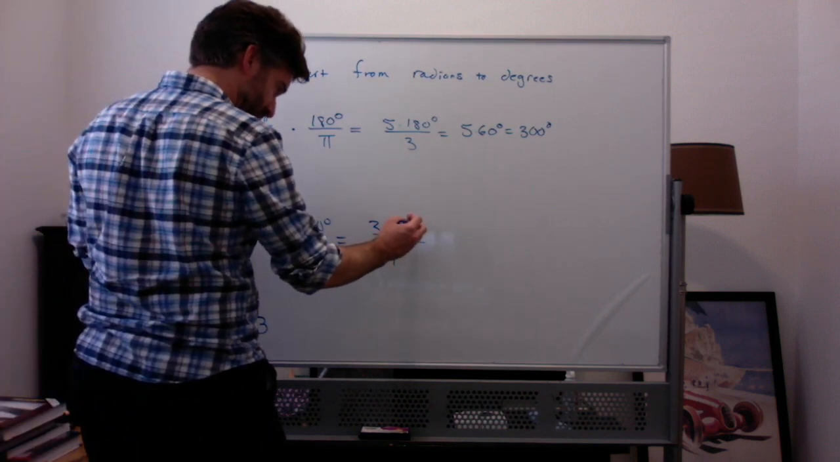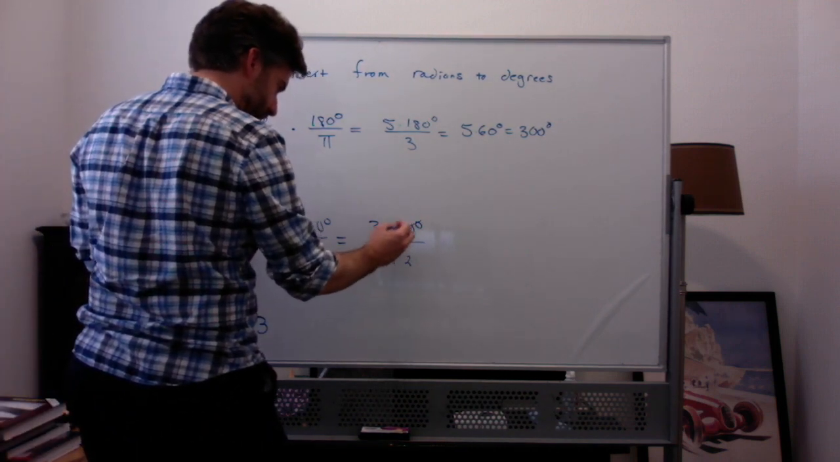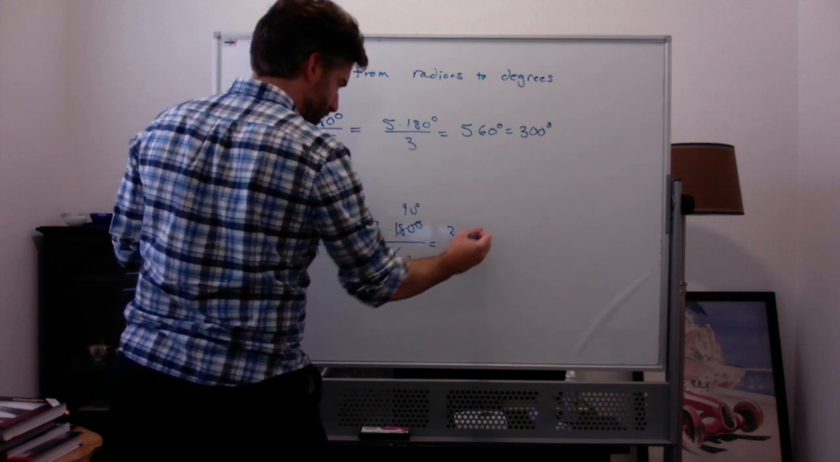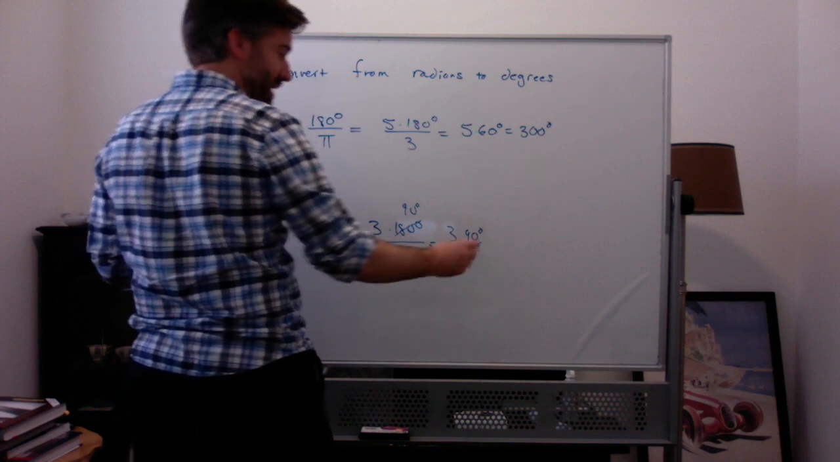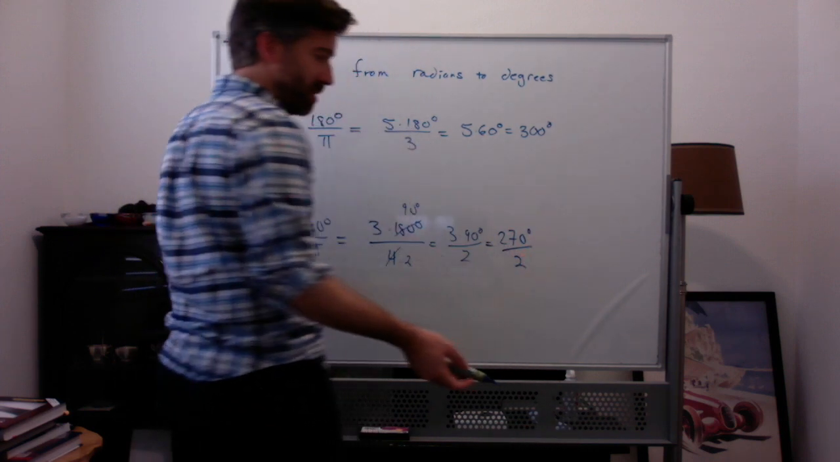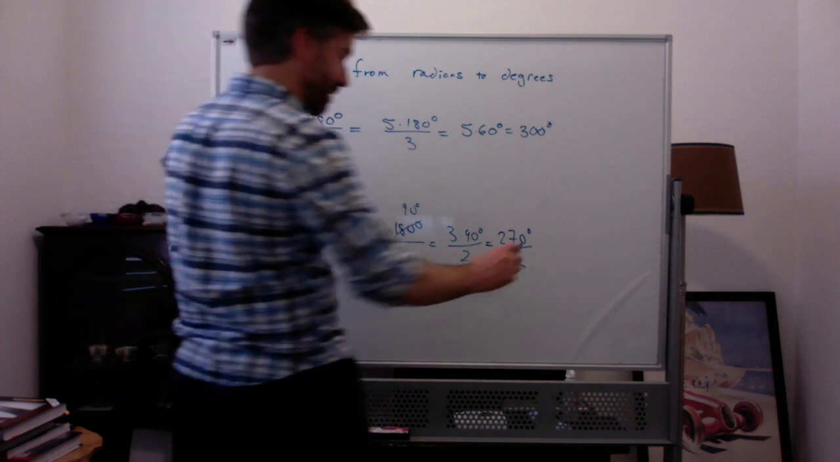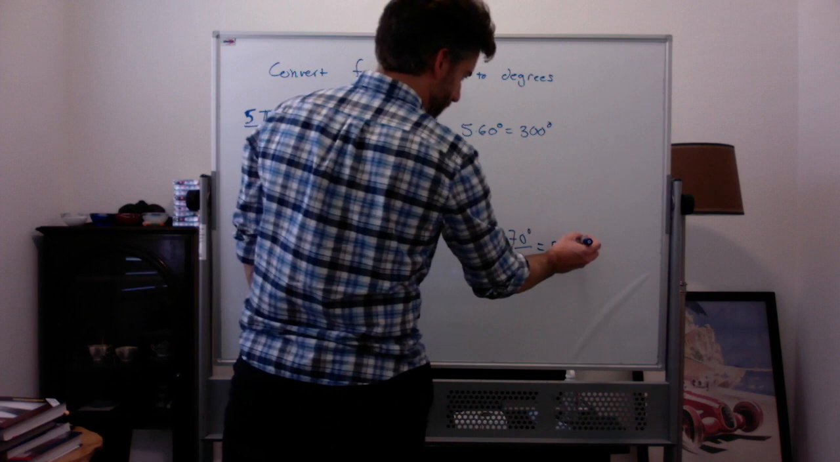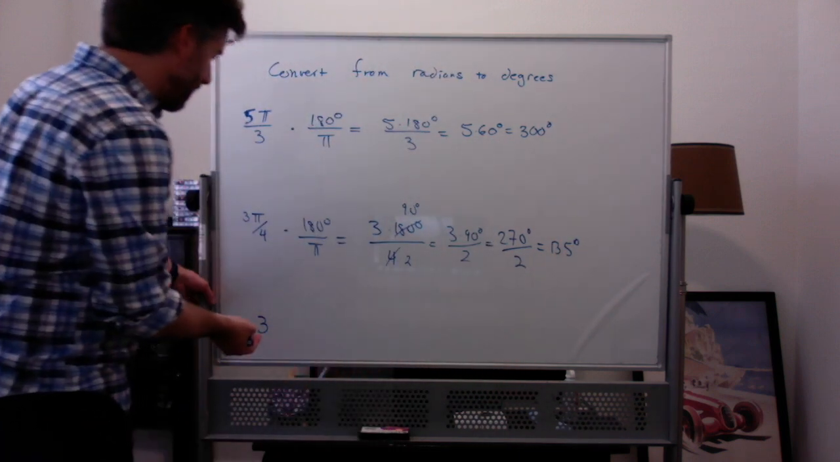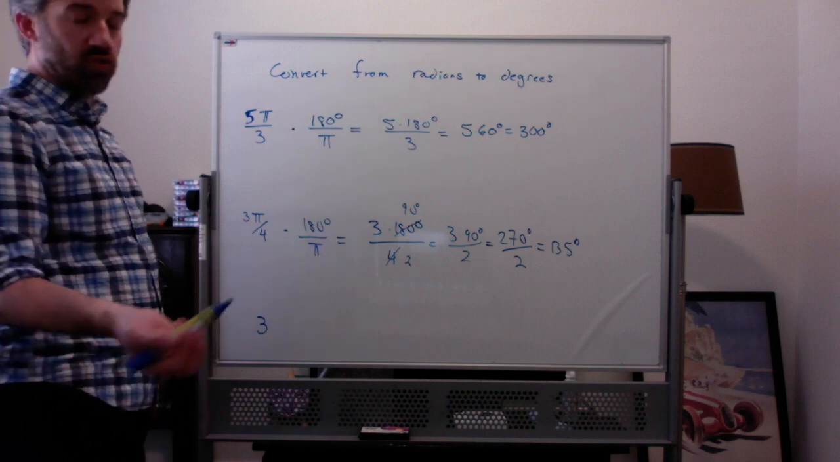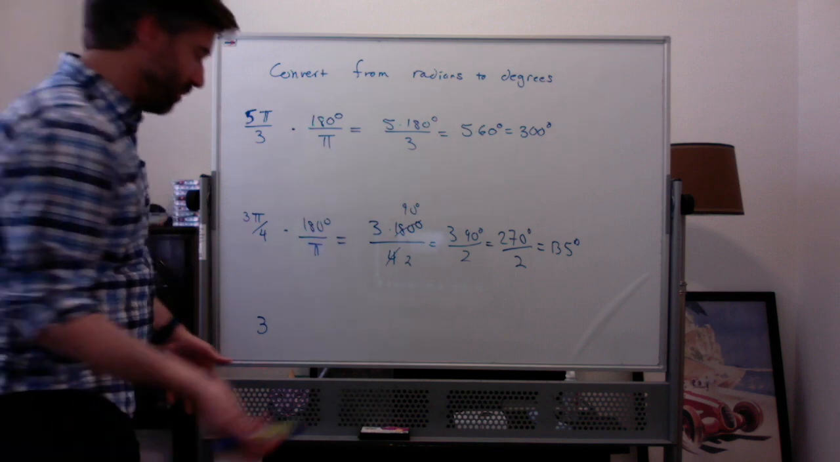I'm going to cancel 2, and say I have 3 times 90 degrees over 2. 3 times 90 is 270 degrees over 2, and 270 degrees divided by 2 is 135 degrees. To me, that feels like the easiest way to get there. 3 radians is kind of a strange amount of radians to usually talk about, but we can definitely do it.